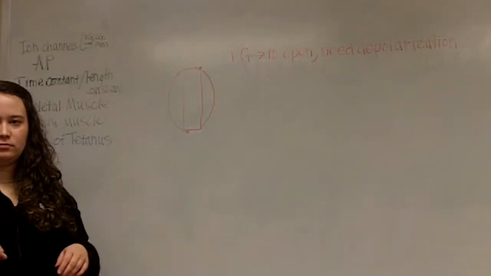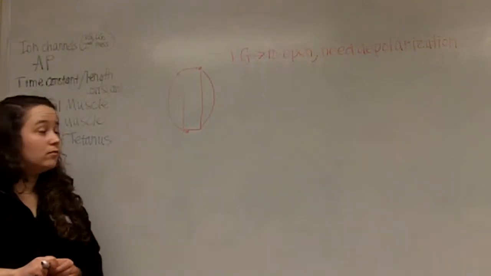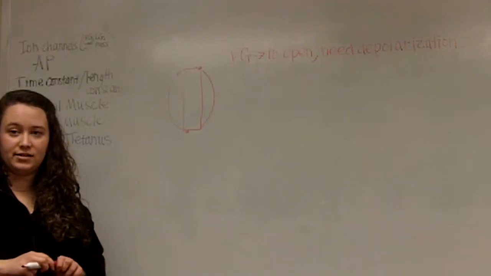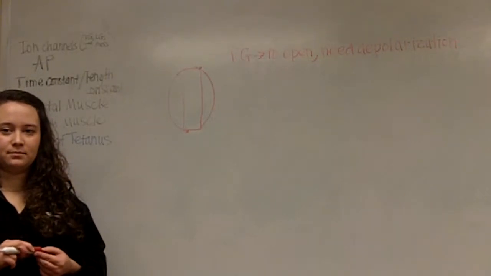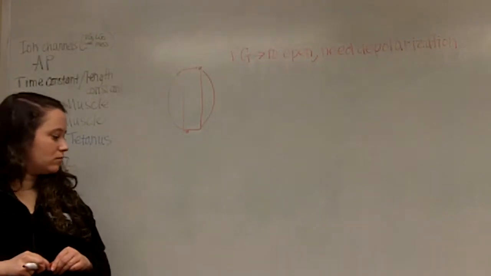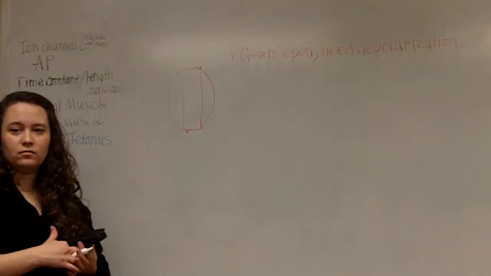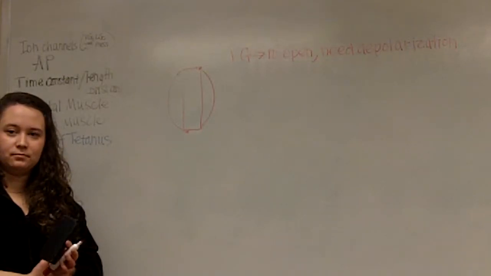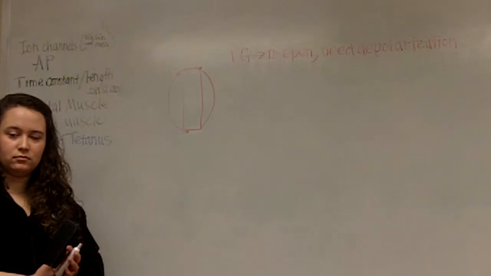You can have activation gates and inactivation gates. On your voltage gated ion channels, you can have activation and inactivation gates, and both gates have to be open for the ion to pass through.